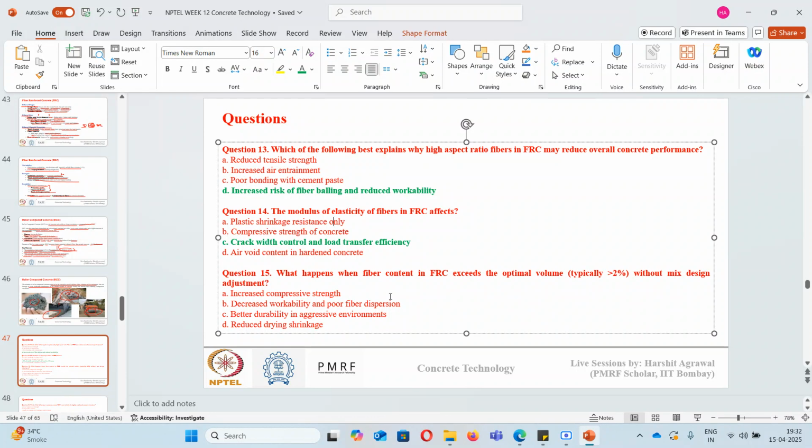What happens when fiber content in FRC exceeds the optimal volume? So suppose there is an optimum volume. What will happen if I go beyond that volume?